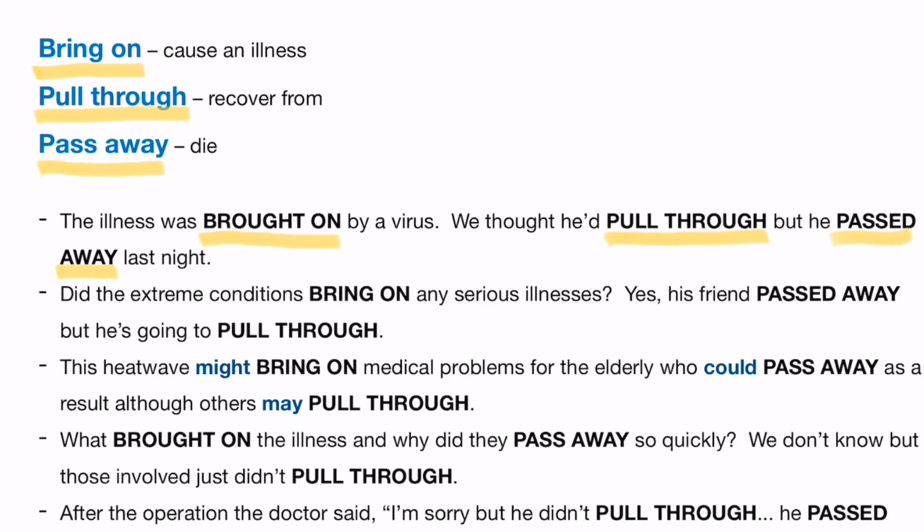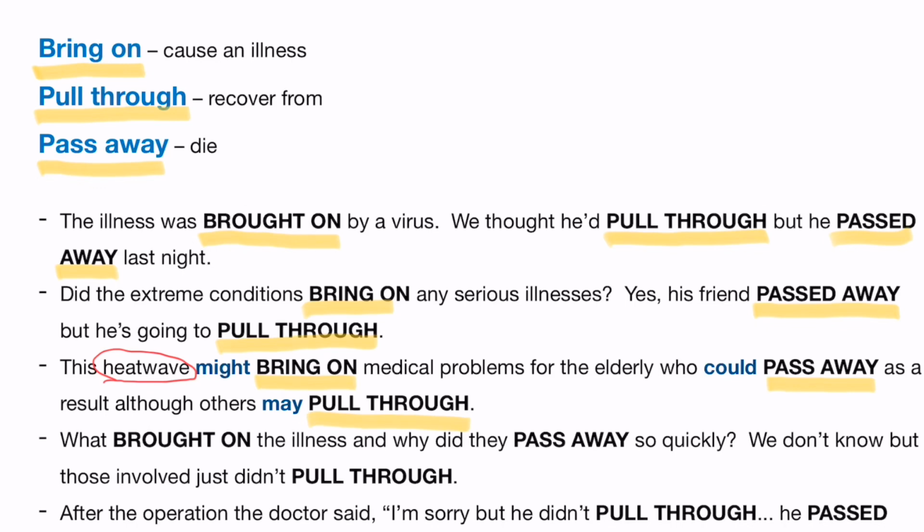Did the extreme conditions bring on any serious illnesses? Yes, his friend passed away, but he's going to pull through. So that's a more optimistic way of expressing it. This heat wave might bring on medical problems for the elderly who could pass away as a result, although others may pull through. A heat wave is when the weather becomes extremely hot all of a sudden.